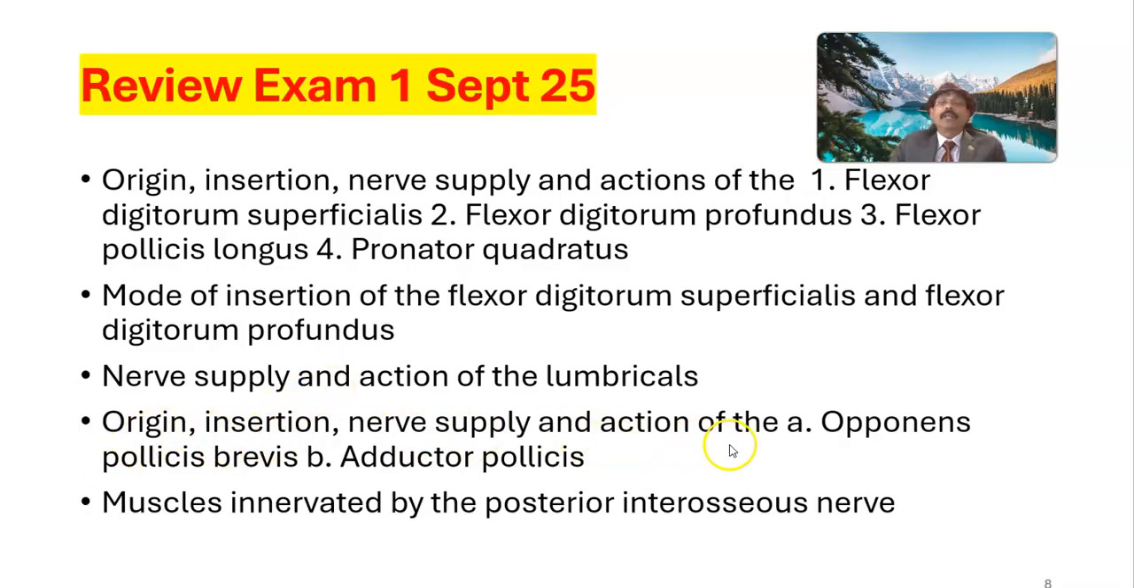Origin, insertion, nerve supply, and action of the opponens pollicis brevis and the adductor pollicis. Opponens pollicis is innervated by the median nerve via the recurrent branch of the median nerve. The adductor pollicis is innervated by the deep branch of the ulnar nerve. Muscles innervated by the posterior interosseous nerve: we discussed almost all the muscles on the back of the forearm are innervated by the posterior interosseous nerve.